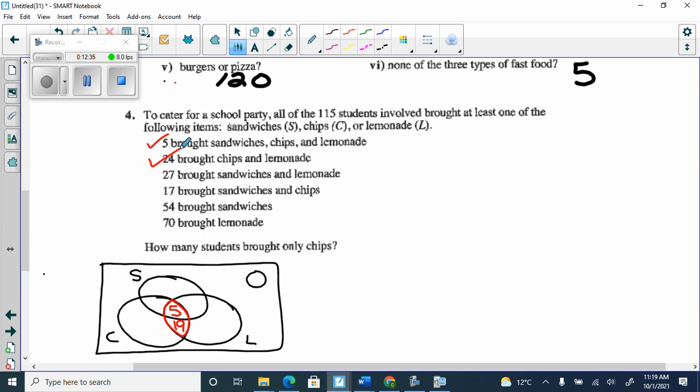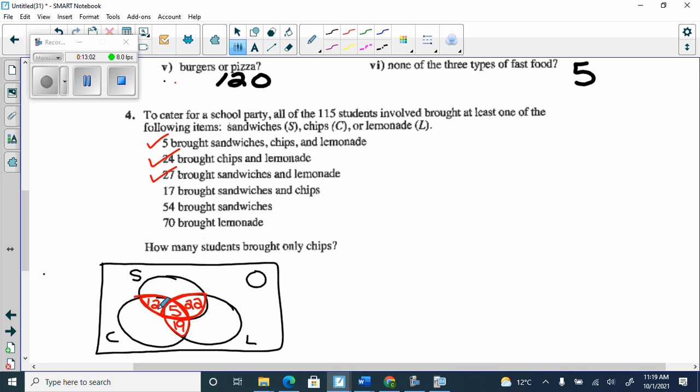Now there's 27 that brought sandwiches and lemonade. So in here I need to have 27. There happens to be five people who already brought it. So how many brought sandwiches and lemonade only? 22. I have to subtract the 5 off. Then I have 17 brought sandwiches and chips. I need to have 17 in this eyeball. I already have 5. So 12 brought sandwiches and chips only.